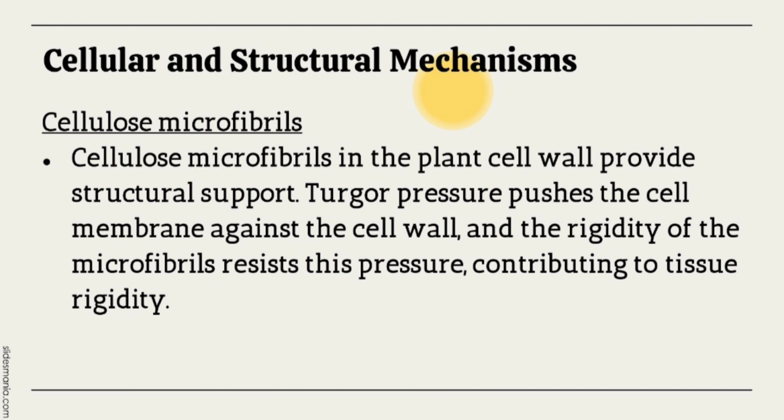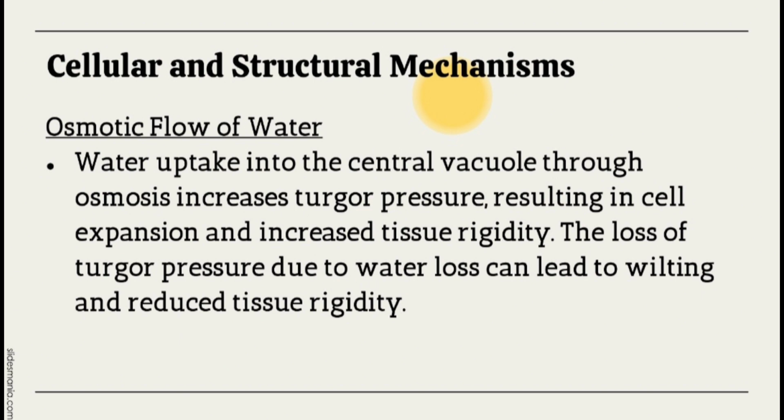to tissue rigidity. Second is the osmotic flow of water. Water uptake into the central vacuole through osmosis increases turgor pressure, resulting in cell expansion and increased tissue rigidity. The loss of turgor pressure due to water loss can lead to wilting and reduced tissue rigidity.